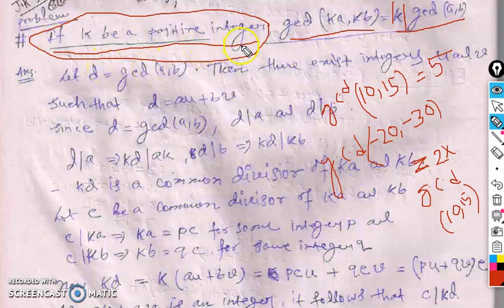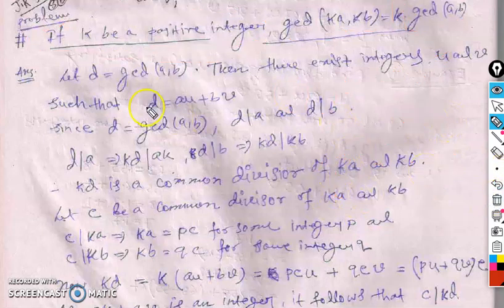If k is a positive integer, then GCD of ka, kb is k into GCD of a comma b. If k is not a positive integer, that means if k is any integer, then you should take here the mod of k. Okay, then you can easily recognize this theorem. So now the proof of this theorem.